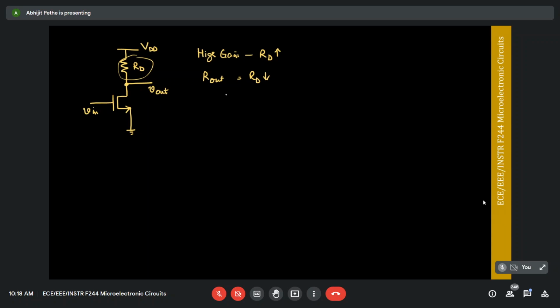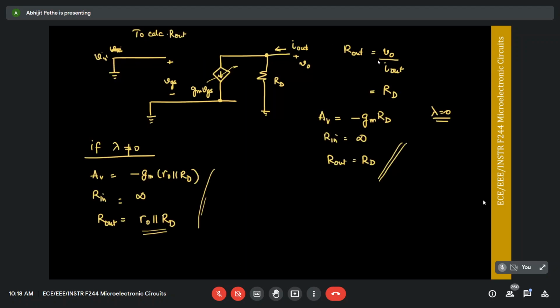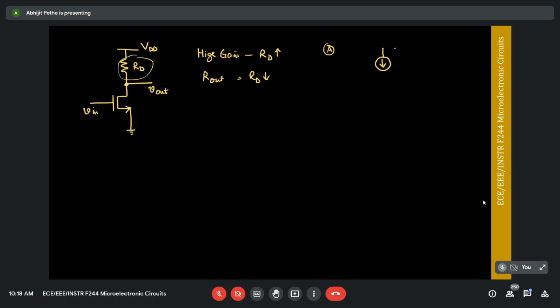Let's think about another circuit, and you tell me what happens to the gain of this circuit. So now consider the circuit given in figure A. Sorry to interrupt, can you just go back to the last slide for a while? Thank you. Okay, so let's look at this circuit.